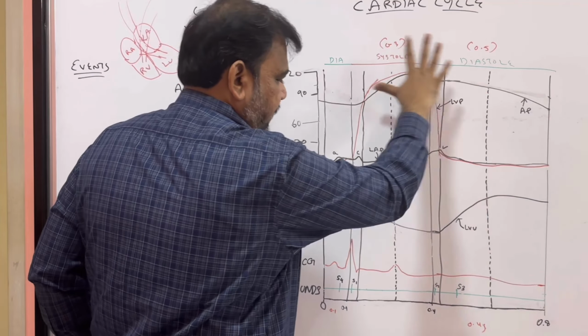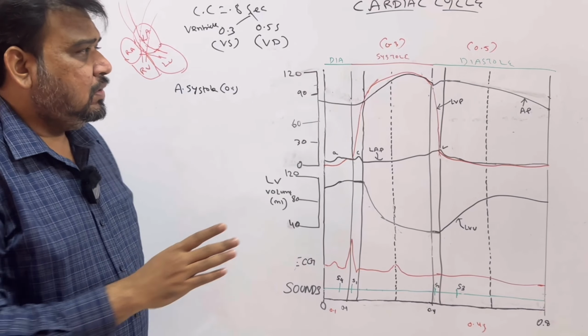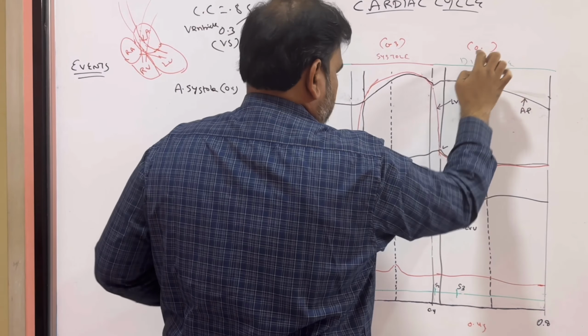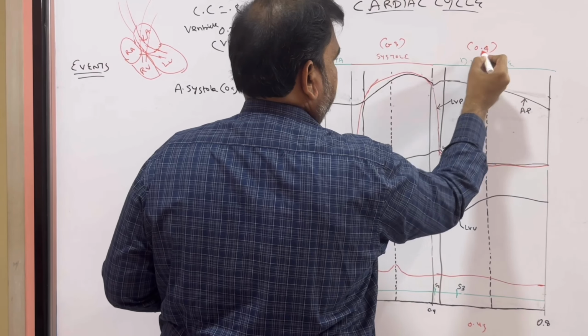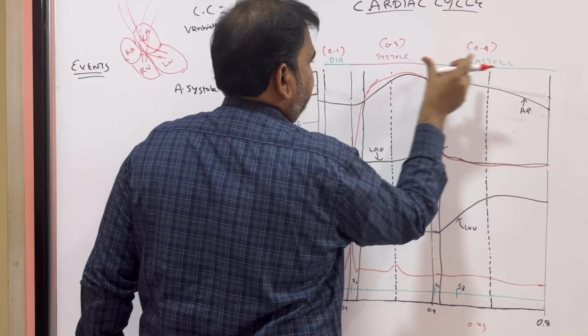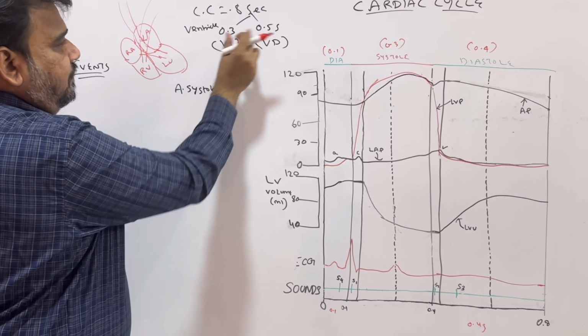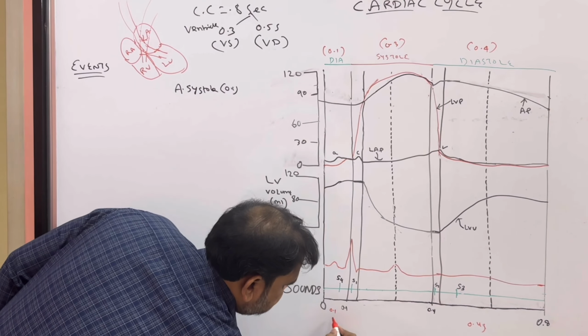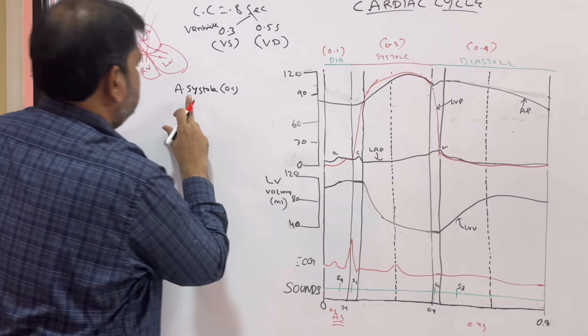Here I am mentioning about the ventricle. So ventricular diastole total, and this should actually be 0.4, sorry. Yeah, this is 0.4 and this is 0.1. Totals here, diastole is 0.4 plus 0.1, which is 0.5 second. Systole is 0.3 second. This 0.1 is atrial systole, which I mentioned here.